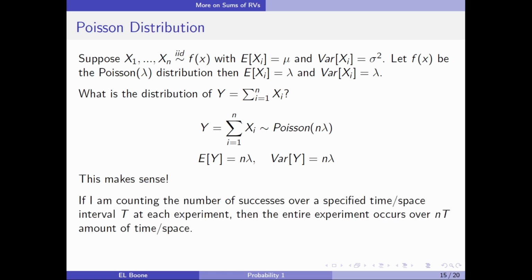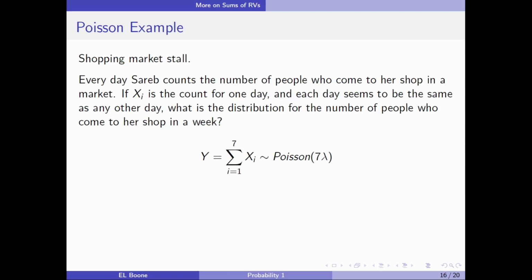And this does make sense if you think about it. I'm counting the number of successes over an individual time period. Well, if I'm adding them up, I'm just making the time period longer. So I would expect, if the probability of success for the Bernoulli trial stays the same, or my rate here, lambda, stays the same across all of them, it should just be multiplying it times the number of times, that time or space that I have. So it does make sense.